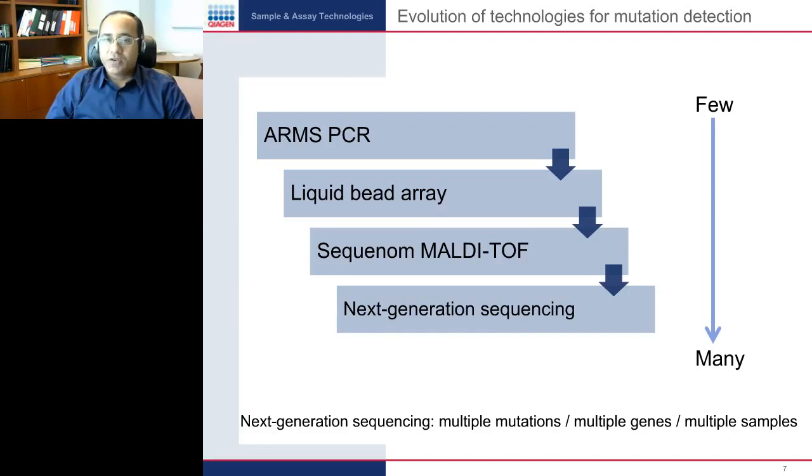Now what next-gen sequencing can do is detect multiple mutations in multiple genes and with multiple samples simultaneously. In fact, one single next-gen sequencing run can generate tons of sequencing data. You can even do whole genome sequencing, or a whole genome sequence can be determined with a single NGS run. But the question is, do we really need the whole genome sequence, or is there a need for such a huge amount of information or data?